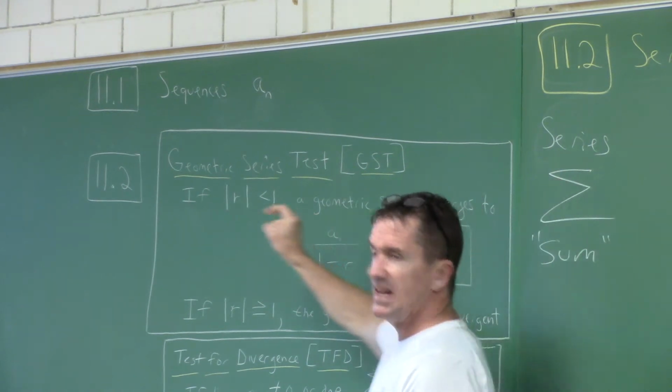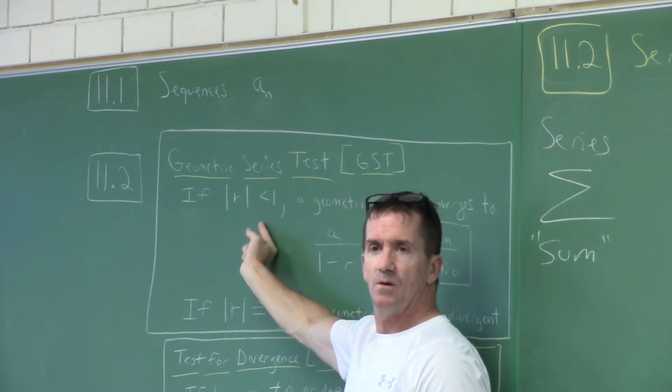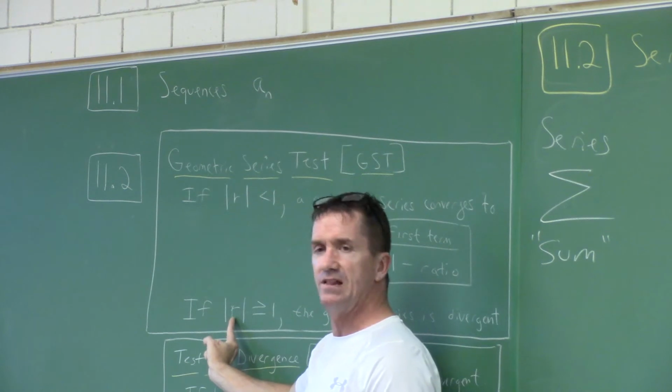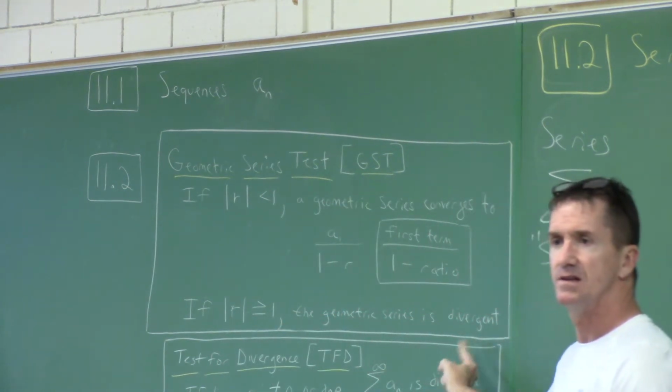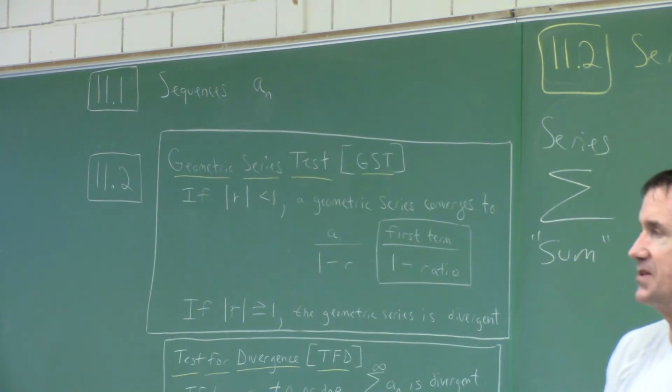It converges if the absolute value of the ratio is less than what? 1. But what if the absolute value of the ratio is greater than or equal to 1? What happens to the series? It's divergent. A very simple test.